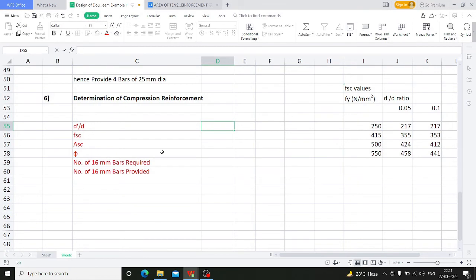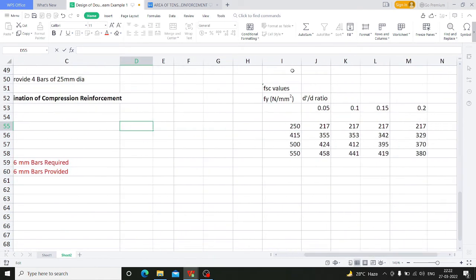Now we will see determination of compression reinforcement. These are the things that we need to determine compression steel. D dash by D, FSC, ASC. ASC is area of compression steel. FSC is the compression stress in compression steel. To determine FSC, we need to determine D dash by D, and from this table we shall be calculating the value of FSC.